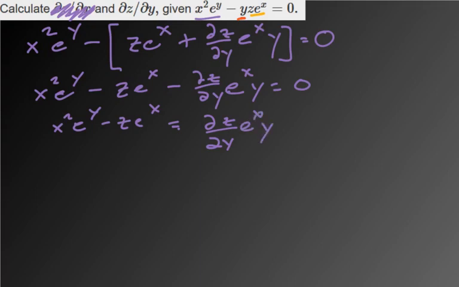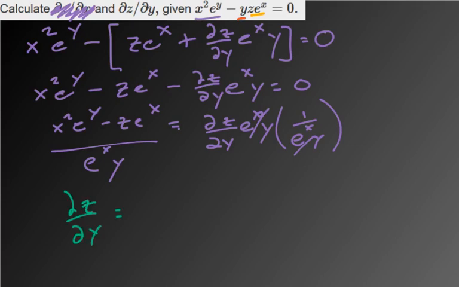And then divide by e to the xy. So then the partial of z with respect to y is just x squared e to the y minus z e to the x over e to the xy.